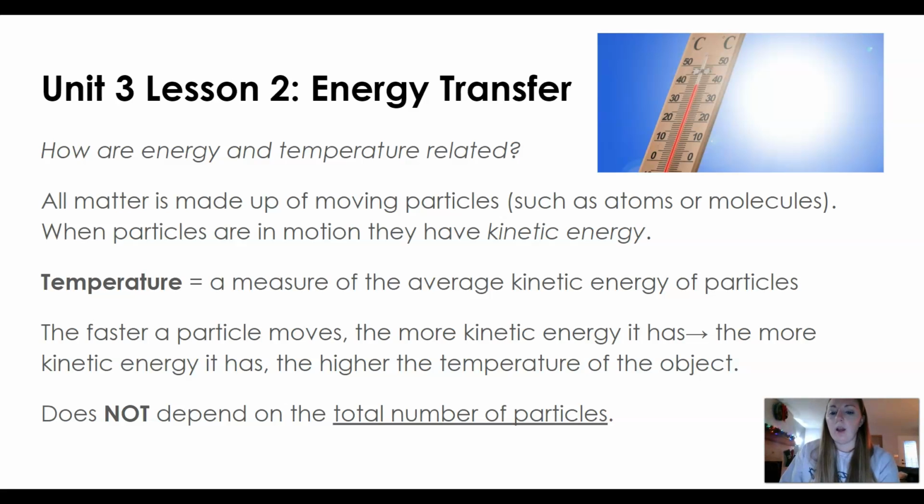Okay, so the faster the particles are moving, the more kinetic energy it has. So the more kinetic energy it has, the higher the temperature is. So particles that move really, really fast have a high temperature. Now, we're not referring to heat, as in the sense of warmth or feeling cool. Okay, we're not talking about that stuff. We're talking about the motion of the particles. If the particles are moving really, really slow on average, it's going to be a low temperature.